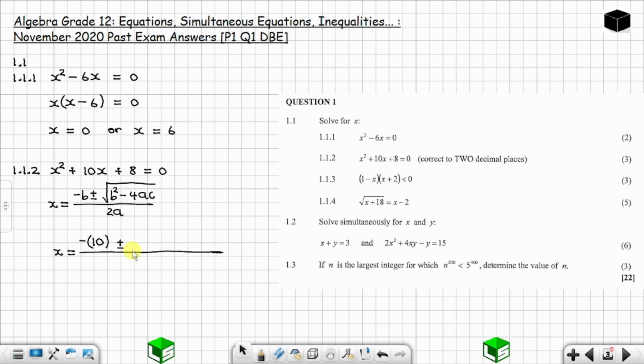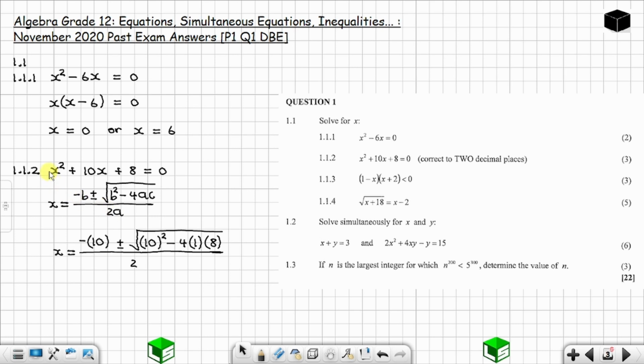And you have the square root sign, and you have b squared, and b is 10. So you have 10 squared minus 4ac, it's minus 4. What is a? A is 1. There is an invisible coefficient of 1 in front of x squared. So a is 1, b is 10, c is 8. What is c? C is 8, over 2a.